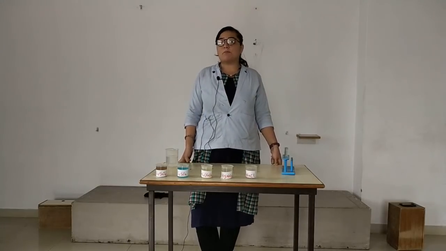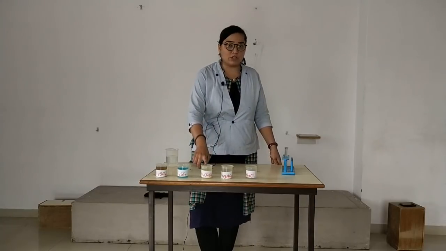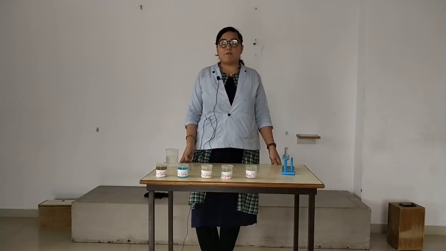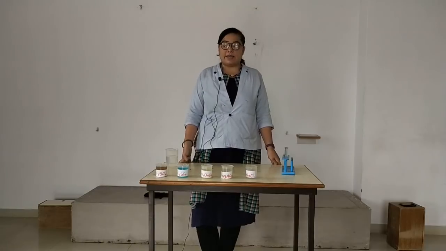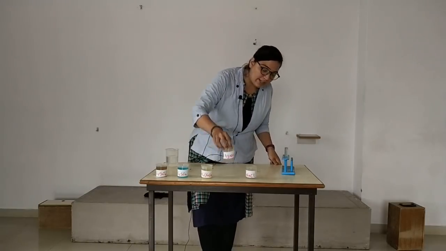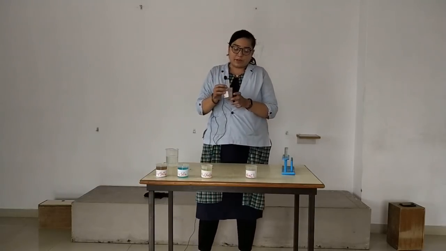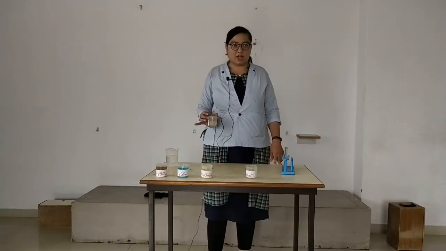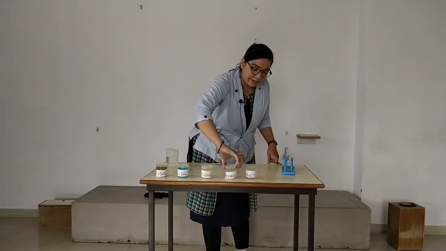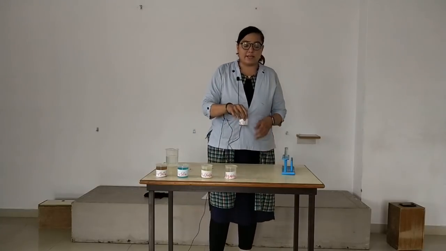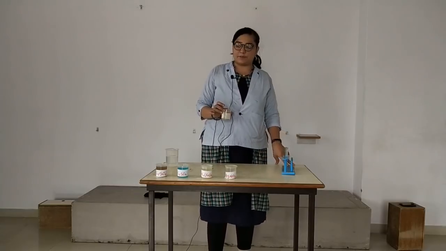So which solution is blue in color? It's copper sulfate. Potassium ferrocyanide, which is K4Fe(CN)6, is yellow. AgNO3, you can see it's almost colorless. I'll just turn the beaker so that you can observe its color, which is almost colorless. Sodium chloride NaCl in water again becomes a colorless solution.